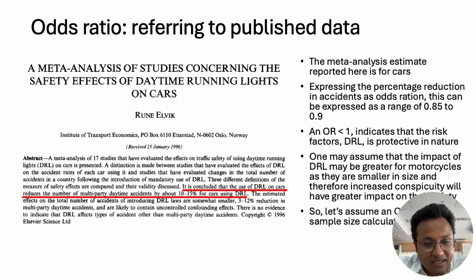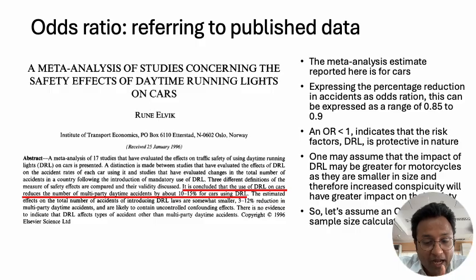But daytime running lights, the example I'm using here, is a rather easy one. Well, partially easy. We have a meta-analysis of all the studies that looked at the impact of daytime running lights on traffic crashes for cars. This meta-analysis was done by Professor Rune Elvik. So yes, the caveat here is that this estimate is for cars, and as you can see in the underlined text, it says that multi-party daytime accidents, multi-party meaning there was more than one vehicle involved in the crash, were reduced by 10 to 15%. Expressing that as a proportion, this would be about 0.85 to 0.9.